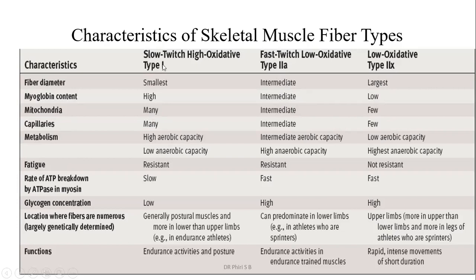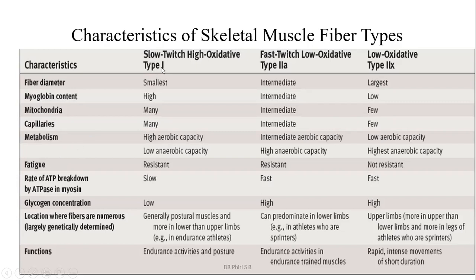Capillaries: of course, slow twitch or type 1 will have more capillaries to transport oxygen to the tissue. The type 2A is intermediate, in between. The type 2B will have very few capillaries. That's why they look pale in color. The slow twitch or type 1 will have more capillaries and they look reddish in color.